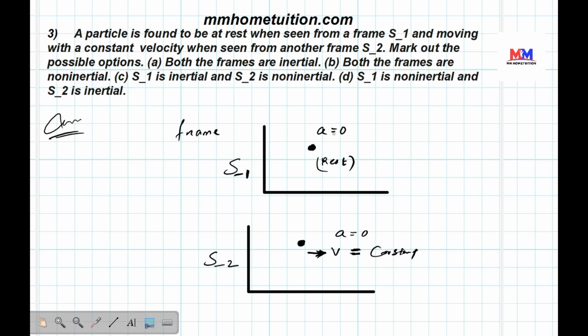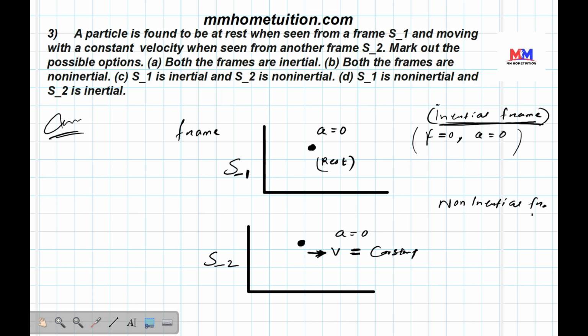As the particle is at rest, when force acting on the body is 0, acceleration is 0. So this is the case of an inertial frame. In case of an inertial frame, when force acting on the body is 0, acceleration is also 0. In case of a non-inertial frame of reference, when force acting on the body is non-zero, acceleration may be 0, and when force acting on the body is 0, acceleration may be non-zero.